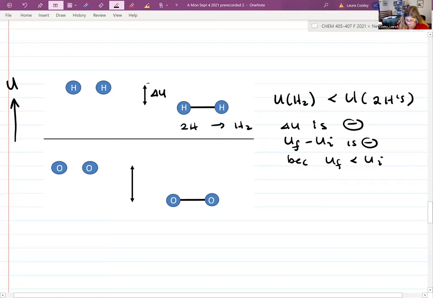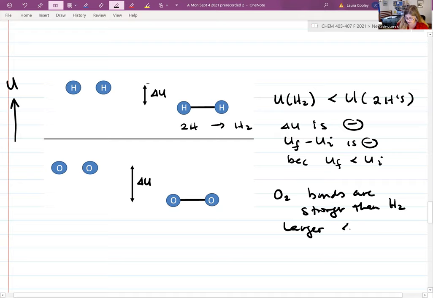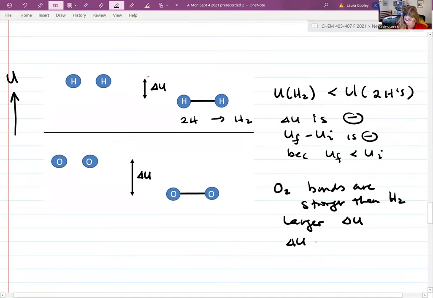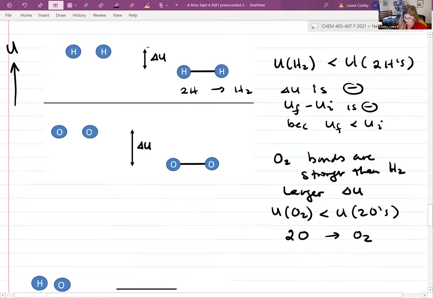And for oxygen, you'd have a very similar situation, except that the atoms are larger, and so you'd have a larger difference in delta U. So O2 bonds are stronger than H2. So you'd have a larger delta U here. All right, and U of O2 will be less than U of two O's. The two O goes to O2 reaction has a negative delta U. U final is less than U initial.